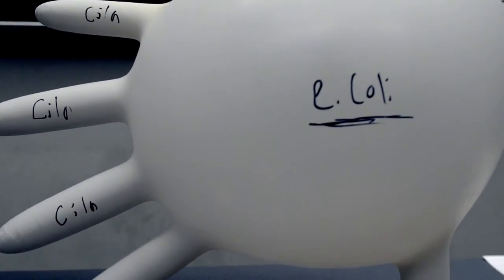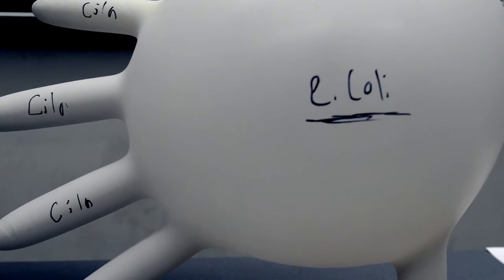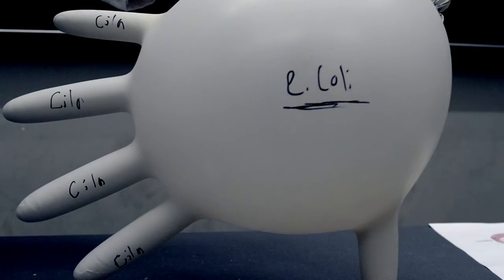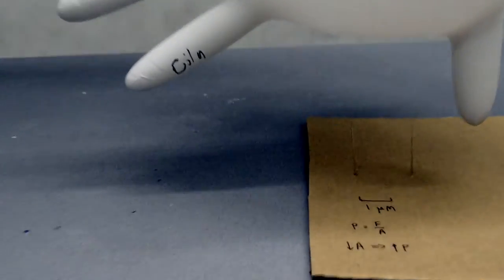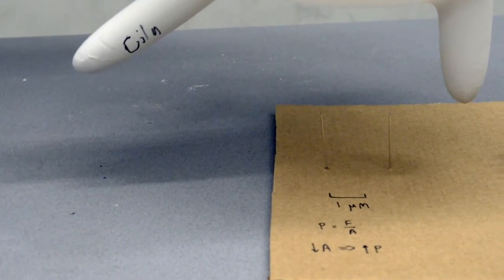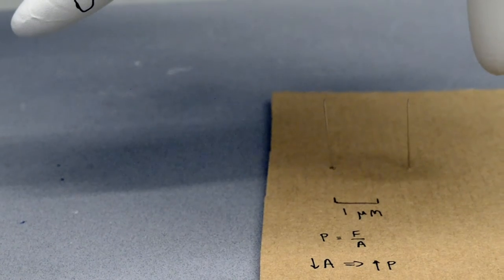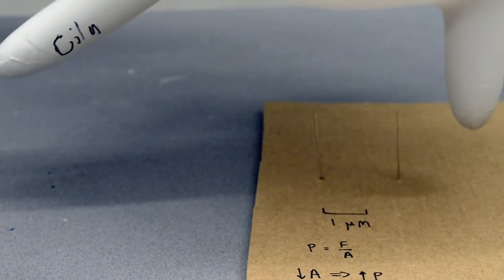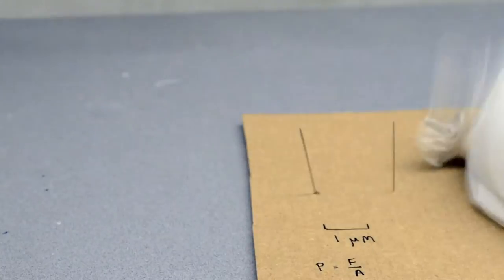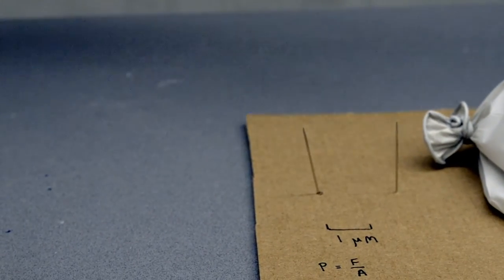Here we have an E. coli cell, as you can see by the cilia. The E. coli cell has a much, much smaller area than the epithelial cell, as can be seen by our scale. Therefore, with this decreased area and a constant force, the pressure increases dramatically, and the E. coli cell will pop when it is pressed against the bed of nails. Oh no!